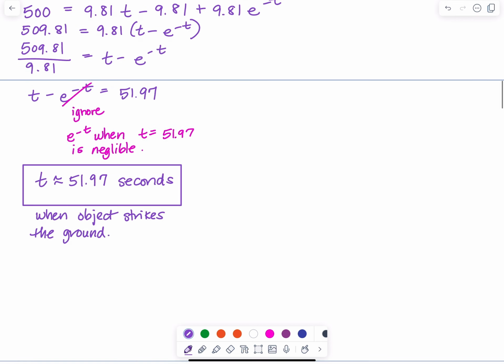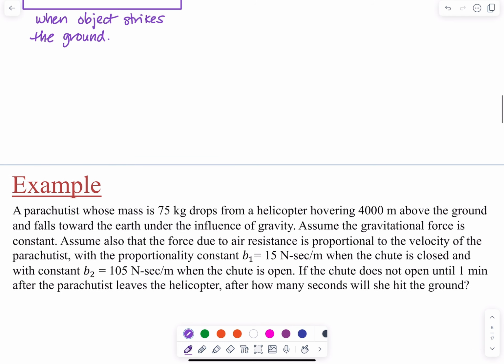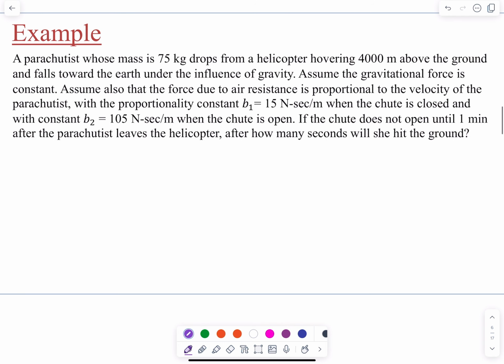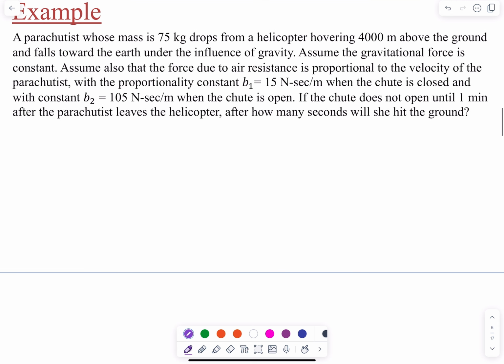Let's go ahead and take a look at our next example. We have a parachutist whose mass is 75 kilograms. The parachutist drops from a helicopter hovering 4,000 meters above the ground and falls towards the earth under the influence of gravity. Assuming the gravitational force is constant, we will assume that.